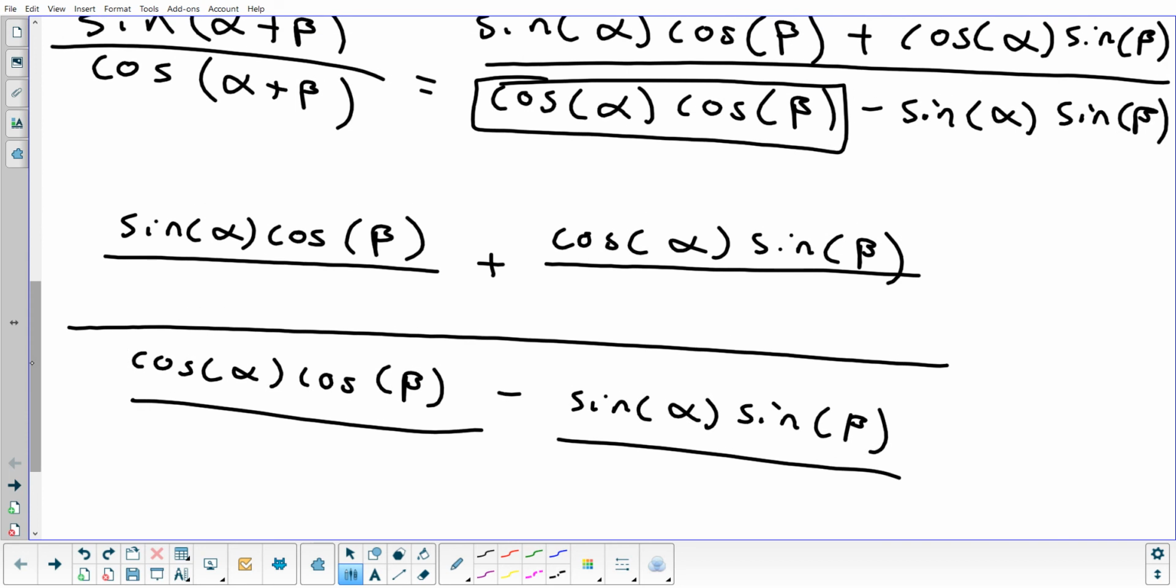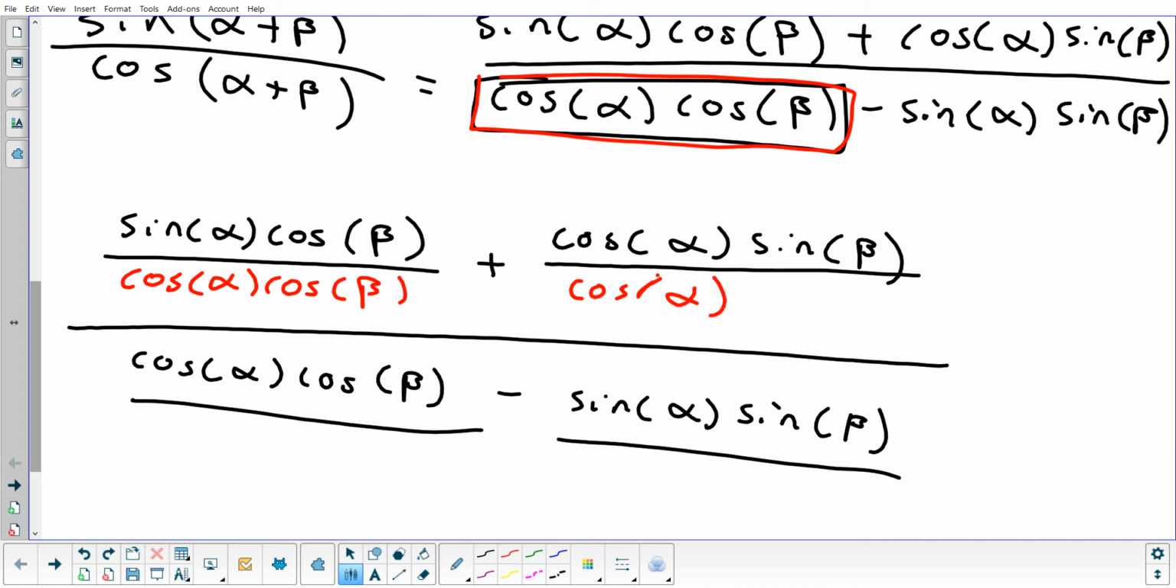Cosine alpha, cosine beta. And we're going to hope we get a lot of things that just cancel out and reduce, and we'll see what happens. So divide everything by what's in that red box. As long as you divide everything by the same thing, you're okay. You can't do it just in certain places. You've got to do it everywhere.